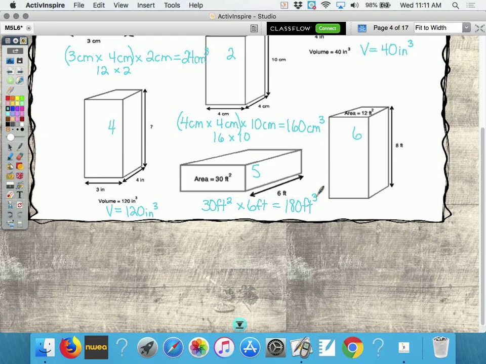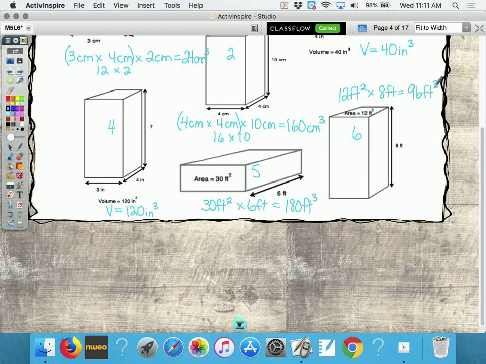Okay. So the next one, George V. Prism number 6. 12 feet squared, right? Times 8 feet. Good. You know what 12 times 8 is? 56. What'd you say? You're close. The 6 part's right. 96.